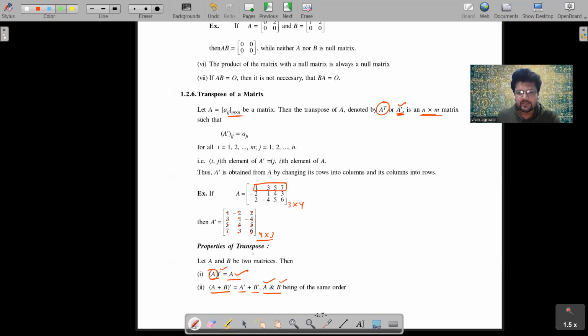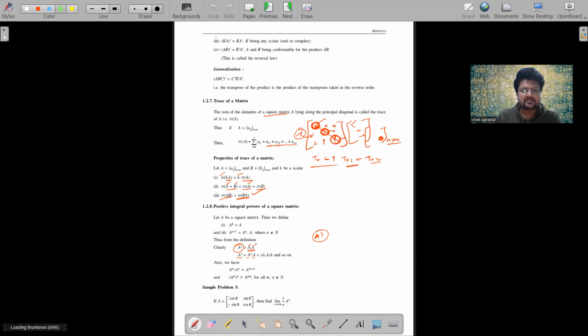Then we did some properties of the transpose. That transpose of a transpose will be nothing but the original matrix. Yes. (A + B)' will be A' + B'. So similar to that, we discussed many properties of this transpose.